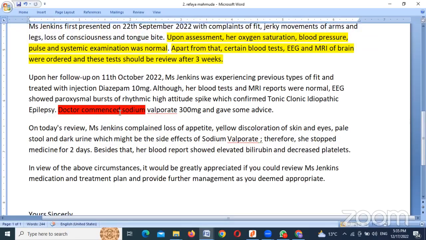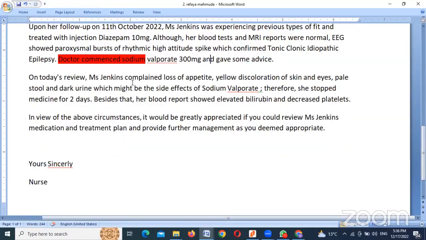"She was commenced." We need to use passive voice to make things more formal and easy for the reader. She was commenced on barbiturate and was given advice on lifestyle like this. "Miss Jenkins complained of loss of appetite, yellow discoloration of skin and eyes, pale stool, and dark urine, which might be the side effects of." You don't need to show that, "which might be the side effects of this and that."